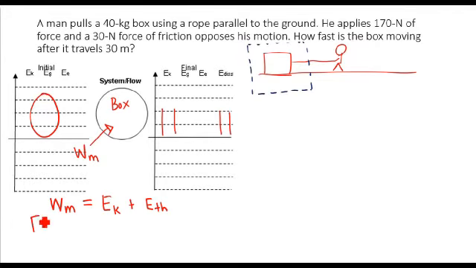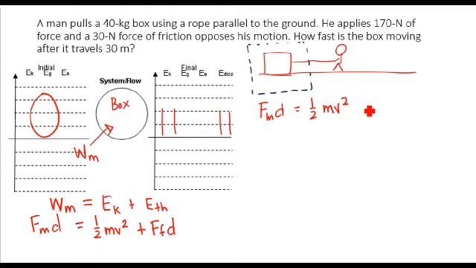So the work done by the man is the force that the man exerts on the box, we learned this in the fall, times the distance the box travels. The kinetic energy is 1/2 the mass times the velocity squared of the box. And now thermal energy actually comes from work done by the force of friction. So this is going to be the force of friction on the box times the distance the box moves. So I'm just going to rewrite this up here so that when I plug in numbers, you'll know where they come from.